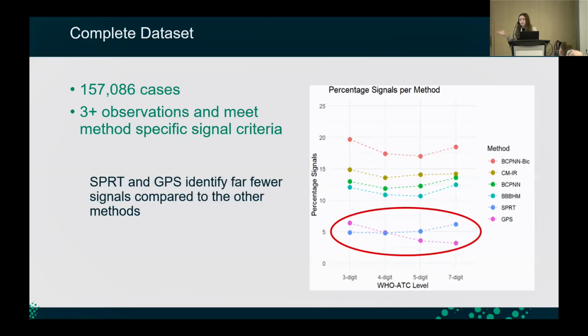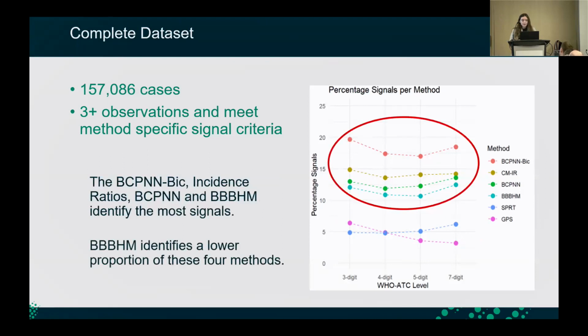And overall, you can see that the SPRT and the GPS are finding far fewer signals compared to these other 4 methods at the top. This is the BCPNN-BIC, the incidence ratios, the BCPNN and the BBBHM, which are identifying the most signals. And that bottom line there in that group, the BBBHM, identifies a lower proportion out of these 4 methods. And this would correspond to what we've seen in simulation studies, which suggest that actually it has a lower false positive rate than these other methods.